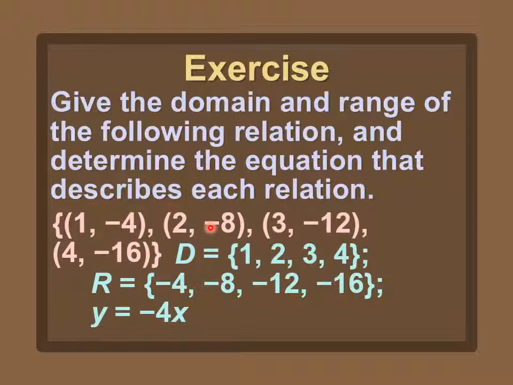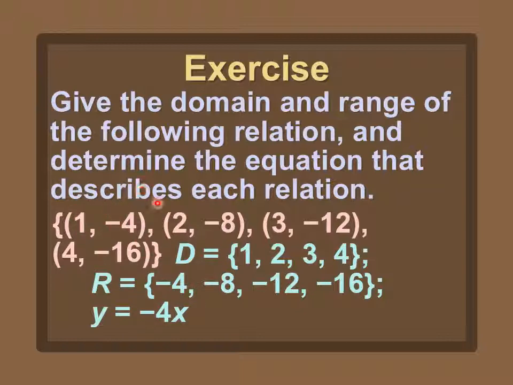So now I go to my next one. If my equation was x minus 5, then it would be 2 minus 5, and 2 minus 5 is -3. It's not -8, so that equation doesn't work. I have to go back to 1 and -4. Other than subtracting 5, what's another way I can get from 1 to -4? Well, I can multiply 1 by -4 to get -4. So my equation would be y equals x times -4, or y is equal to -4x. That's how I'm getting from x to y.